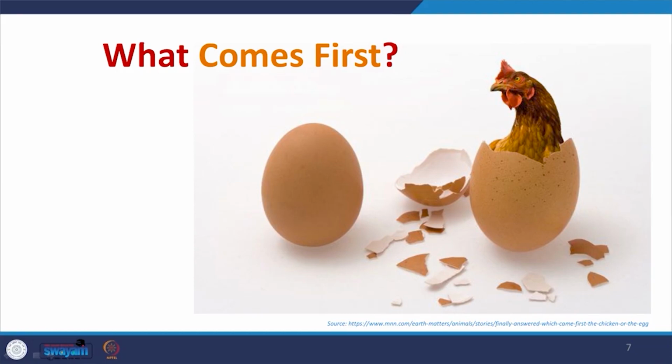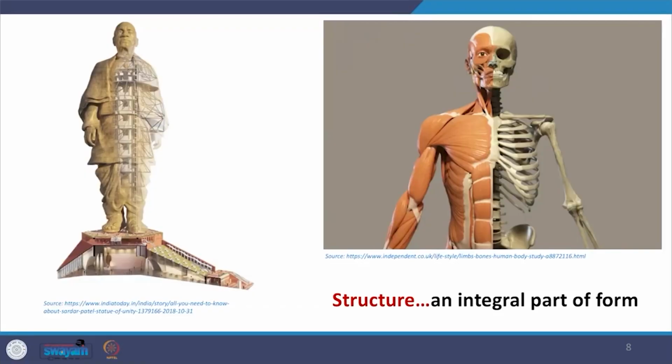So, we need to think both the form that can be taken up, the structure that can be helpful to create that form, as well as overall it will give the architecture that we want. Now, the next slide, this slide is basically a representation, like again in continuation of which comes first.